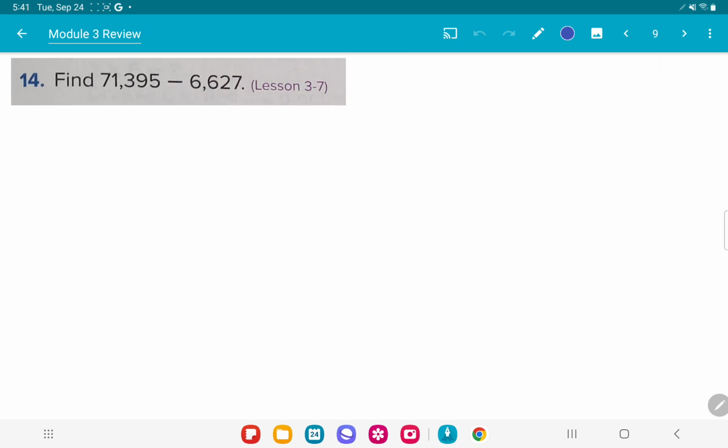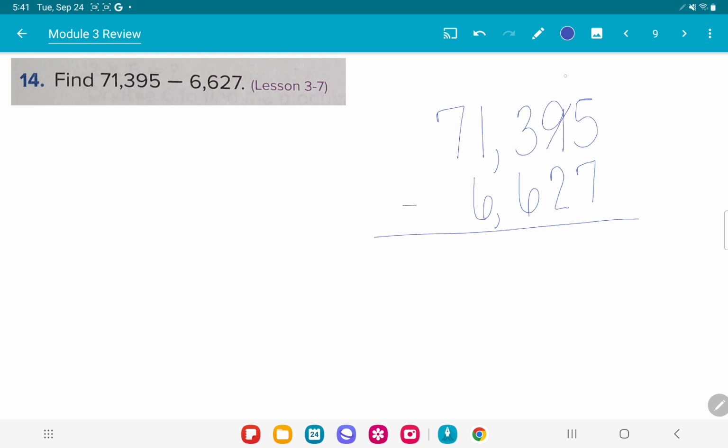Next, we're subtracting again. 71,395 minus 6,627. 71,395 minus 6,627. I made sure to line my place values up. I have 5 ones. I need to take 7 away. I don't have enough, so I'll have to regroup. That leaves me with 8 tens.